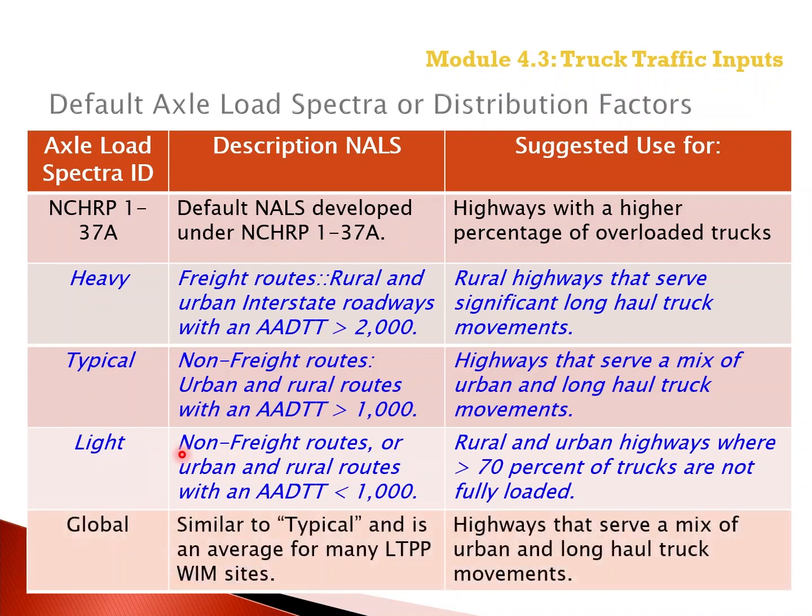The final category the user can select from is referred to as global. This is similar to the typical route determined from the LTPP and basically is an average of many LTPP WIM sites. The user would select global for highways that serve a mix of urban and long-haul truck route movements.